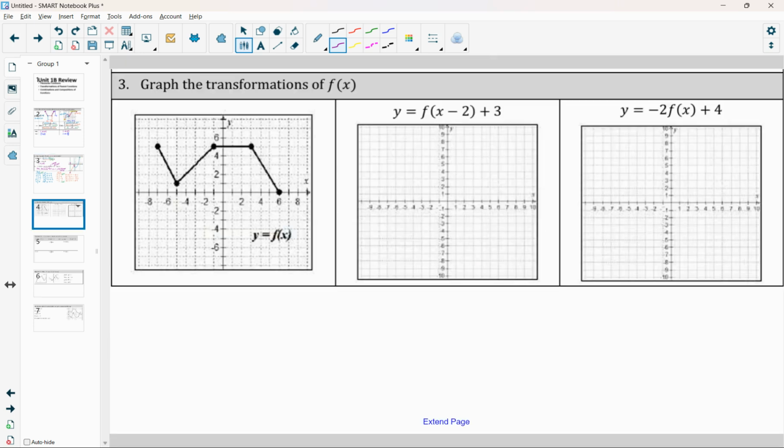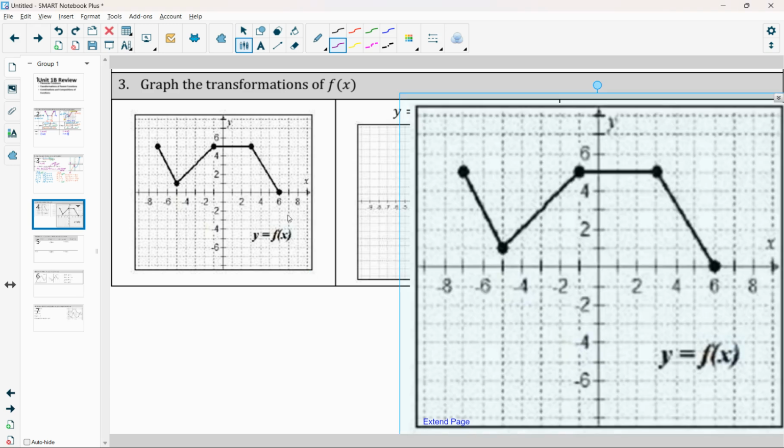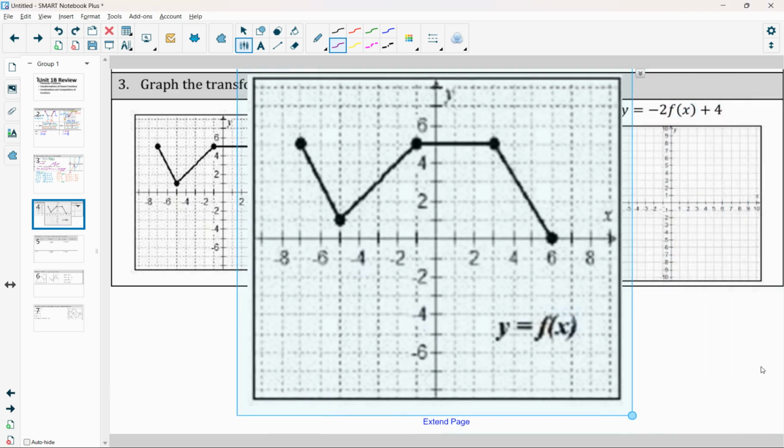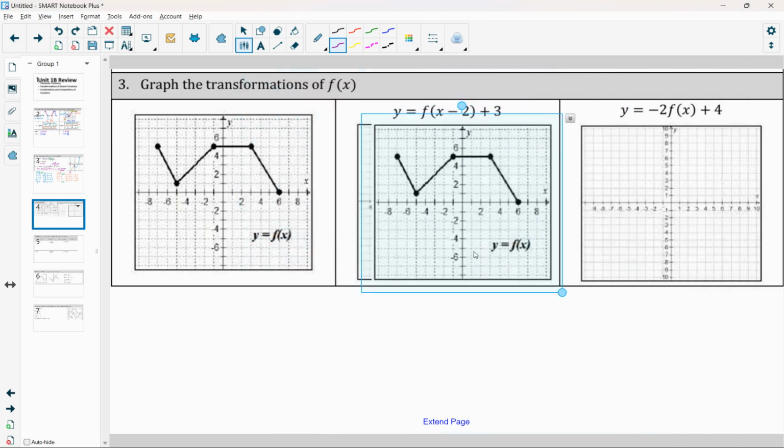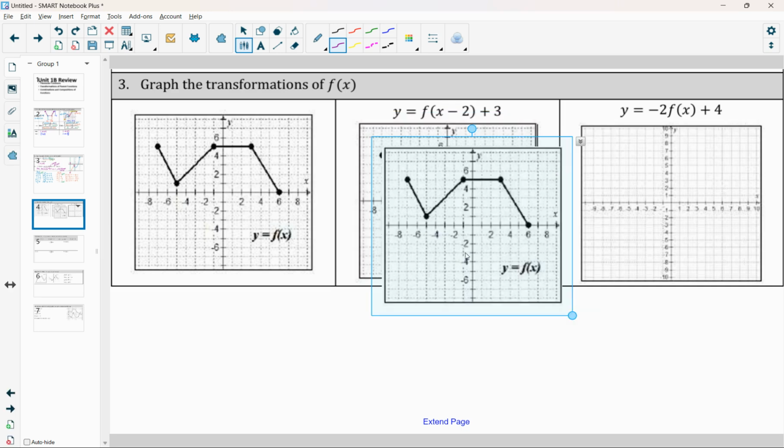Number 3, graph the transformation of f of x. So here's our f of x graph, and then we want to plot these different transformations. Now on yours, I think I didn't give you the right graph paper, so let me just put this on, because I think you actually have it with these on there. So I can do it like it looks like on your worksheet potentially.